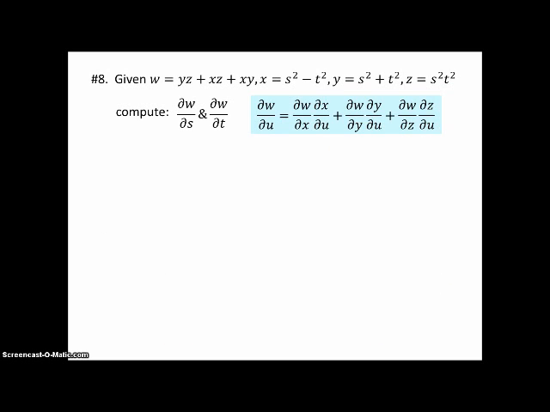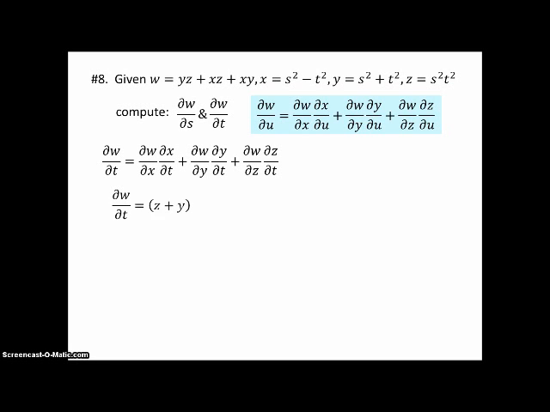Now we're going to have to compute the second part of the question, the partial derivative of w with respect to t. So the same kind of idea, except we replace the u in our formula with a t this time. And so again, the z plus y, the x plus z, and the x plus y parts are the same because we didn't change that. But the partial derivatives with respect to t are different because we used s before. So in the first term, negative 2t is the derivative of x with respect to t, and 2t is the derivative of y with respect to t.